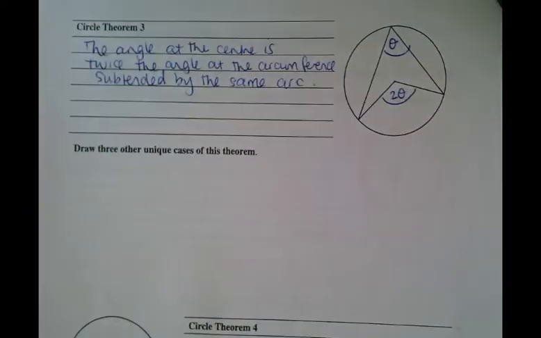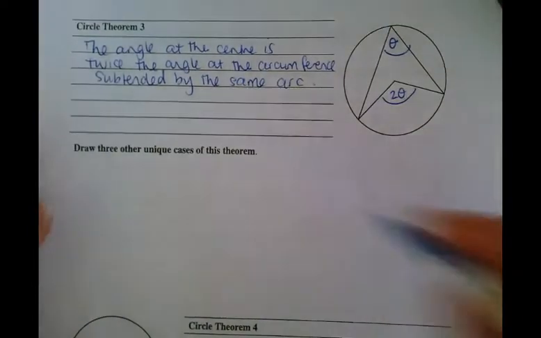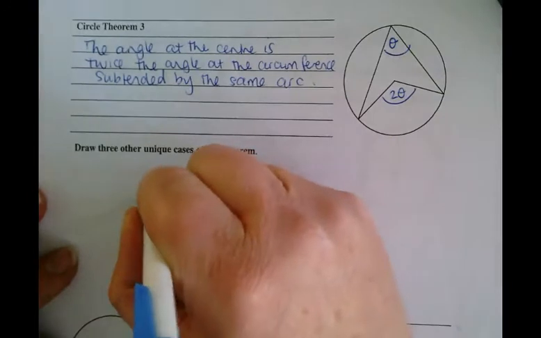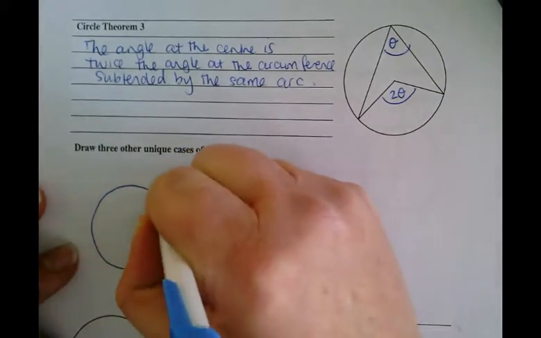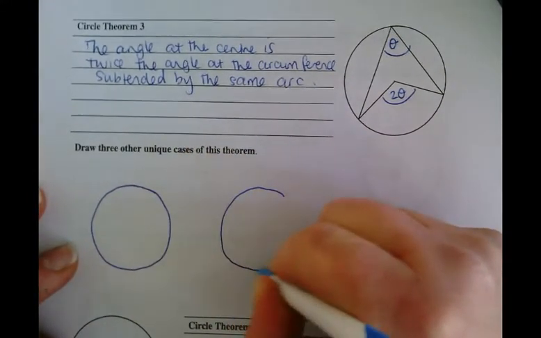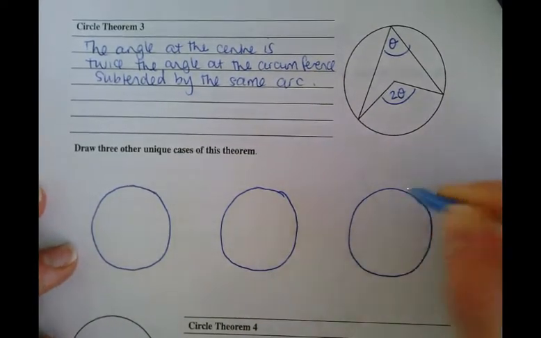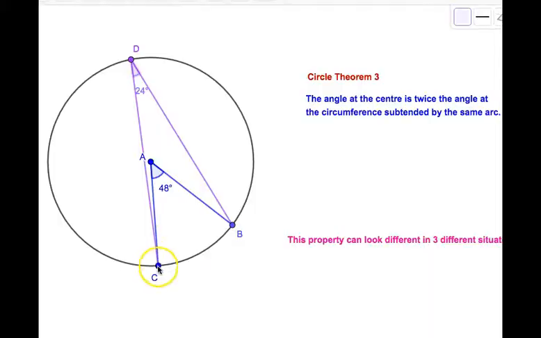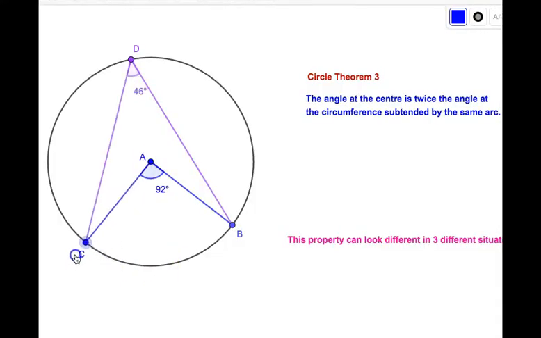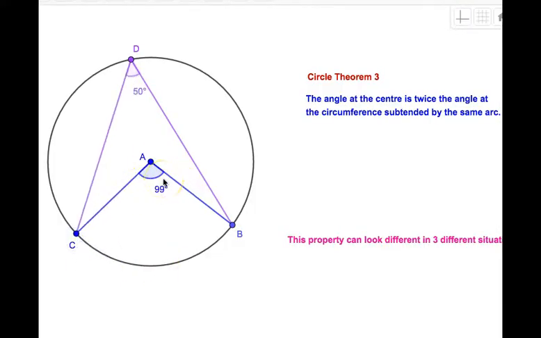Now, we're going to draw the 3 unique cases of this theorem. So you're going to need 3 circles. But I'm going to show you on GeoGebra the 3 ways that this can look. Just the ordinary way that we've seen, like this, which is what's drawn there.